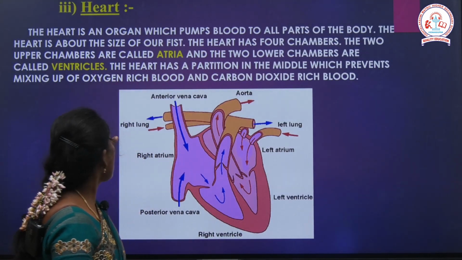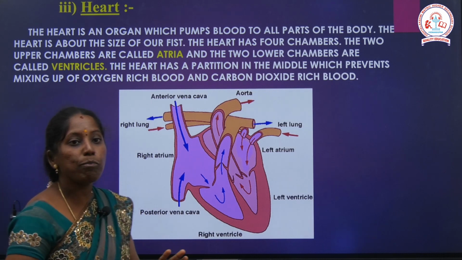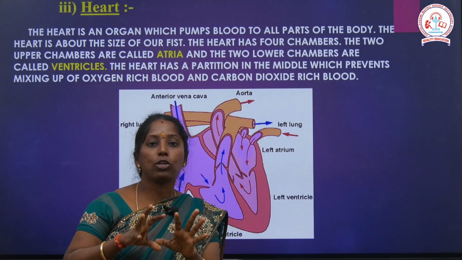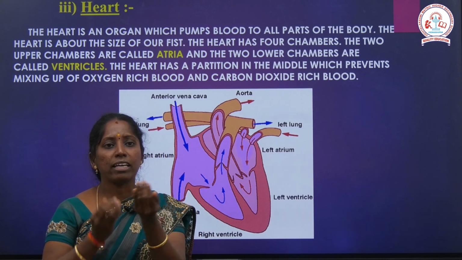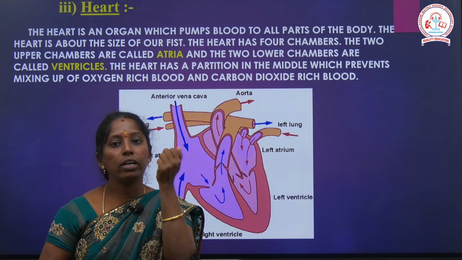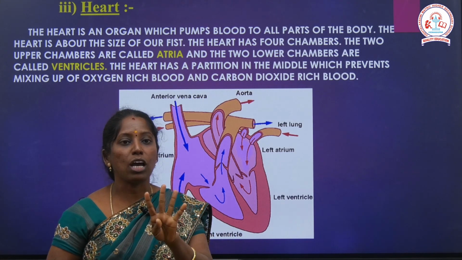Then next one is the heart. I told you that before. So the heart is an important organ which pumps blood to all parts of the body. What is the size of the heart? It is like a fist. Okay, they say the size of the heart is about the size of our palm. Okay, it has 4 chambers.